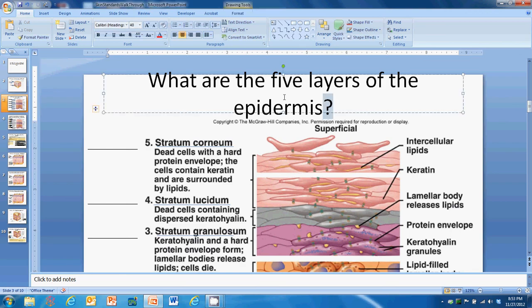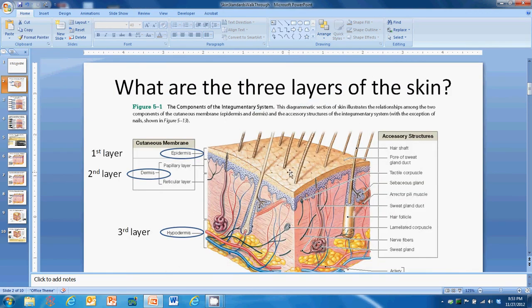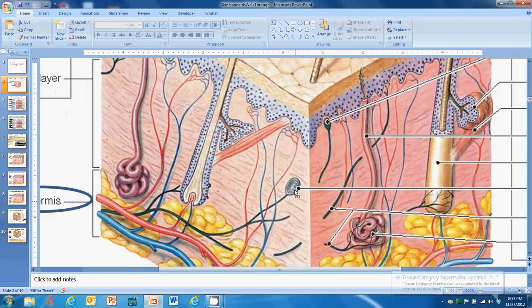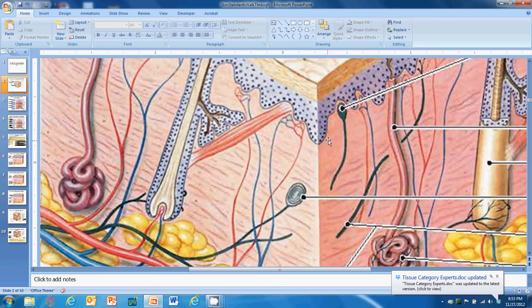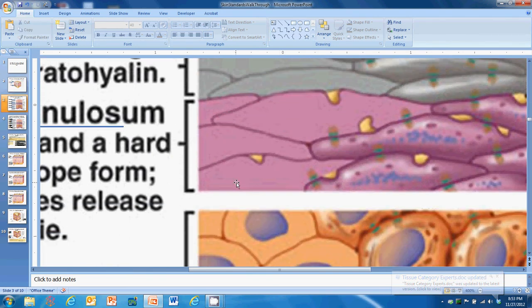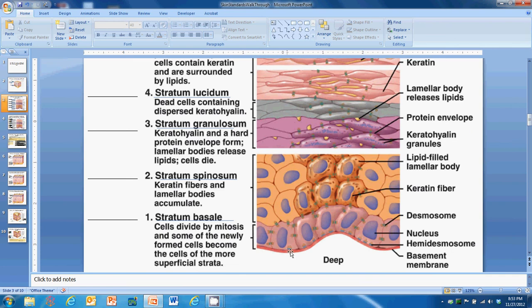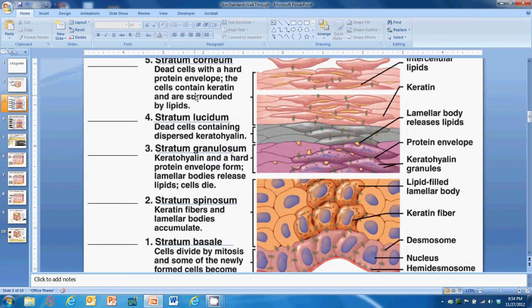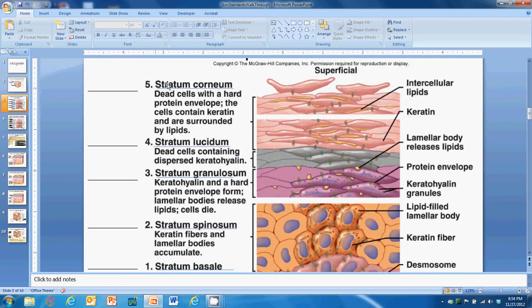What are the 5 layers of the epidermis? So in this picture, we are looking at the very bottom of the epidermis. It is going to be the basement membrane, which is this line right here. We're starting there. The bottom layer is going to be stratum basale. Then it's going to go stratum spinosum above that. Then stratum granulosum. Then stratum lucidum. And stratum corneum on top.